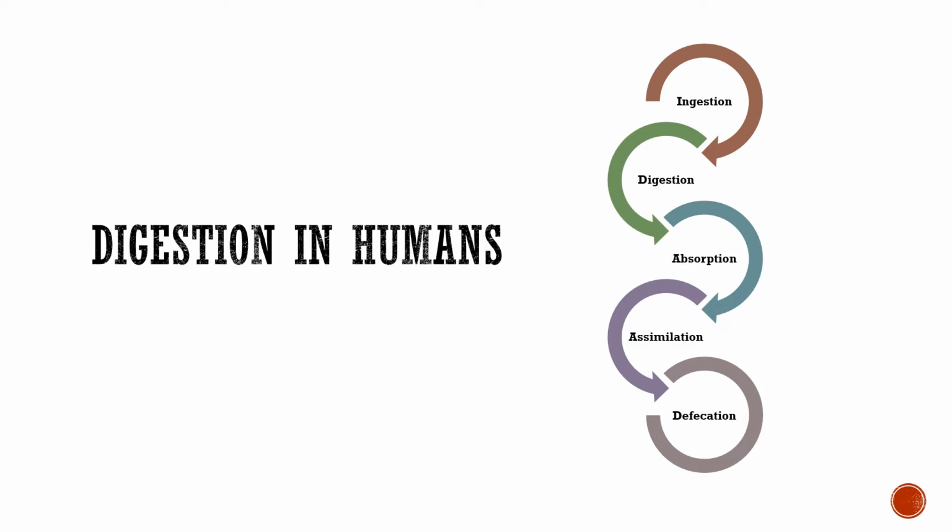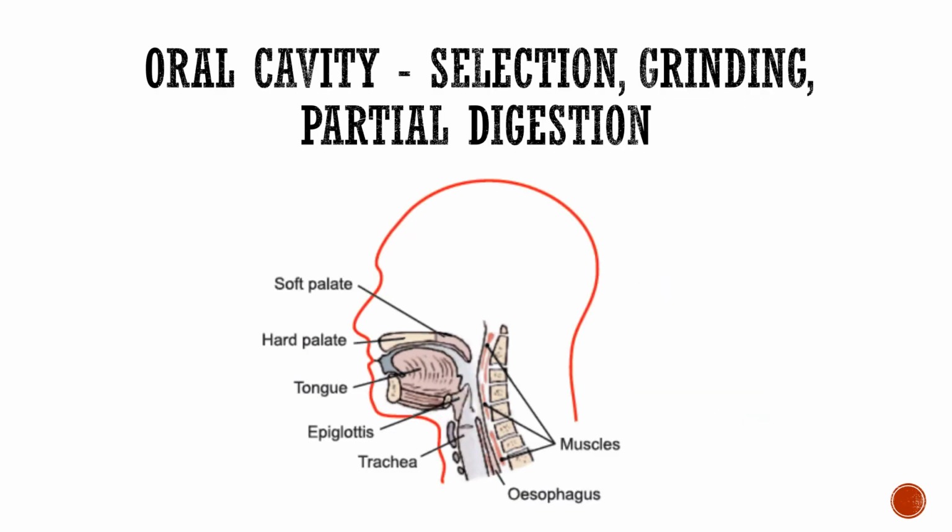The second one is digestion, which involves the process of breaking up complex substances into simpler substances. The third one is absorption, which is diffusion of digested food into blood. The next one is assimilation, which is the conversion of absorbed simple food into the complex substances constituting the body. And the last one is defecation, which involves elimination of undigested food from the body.